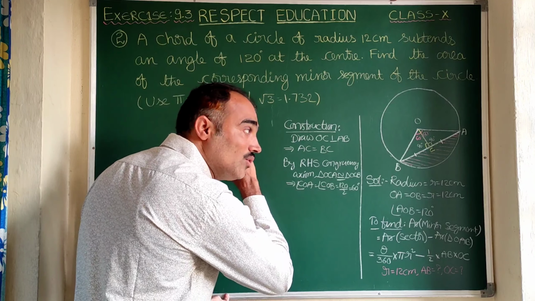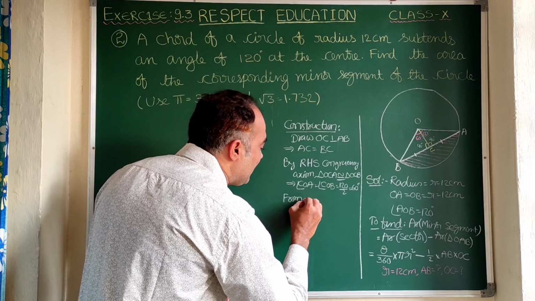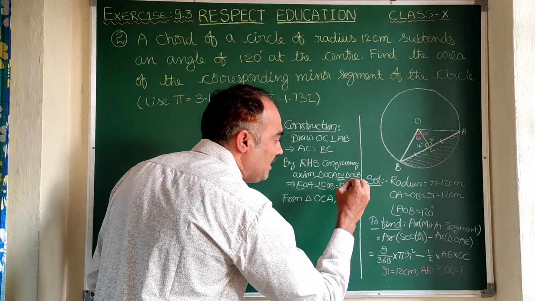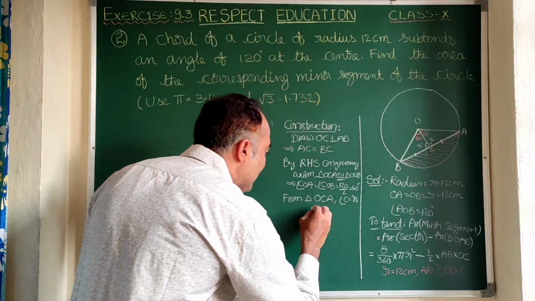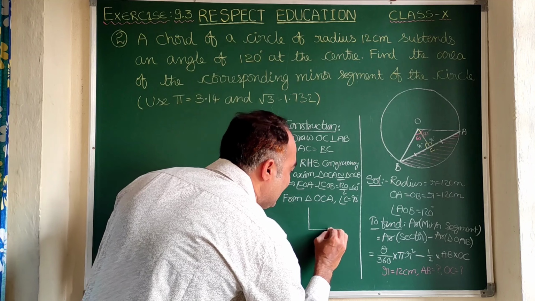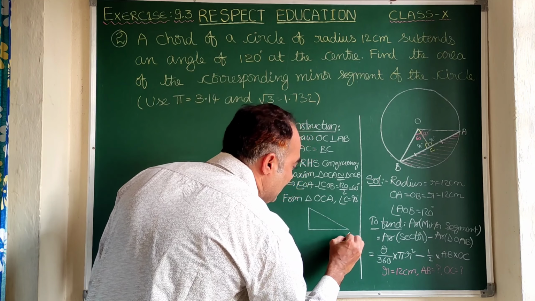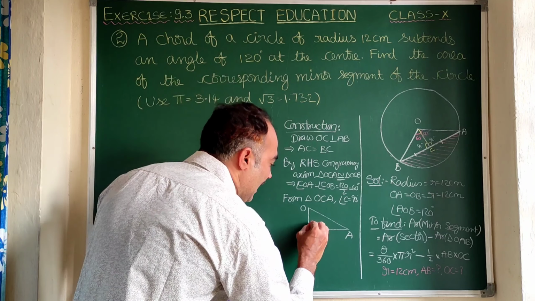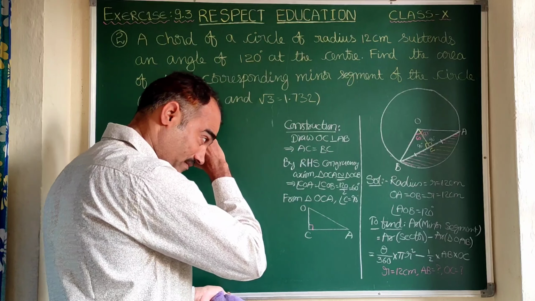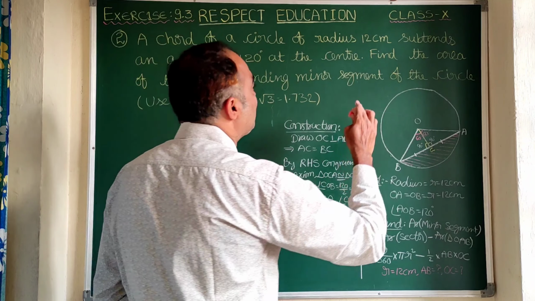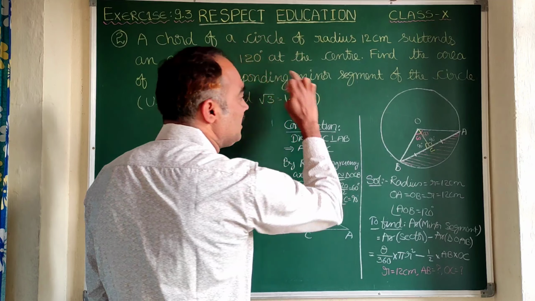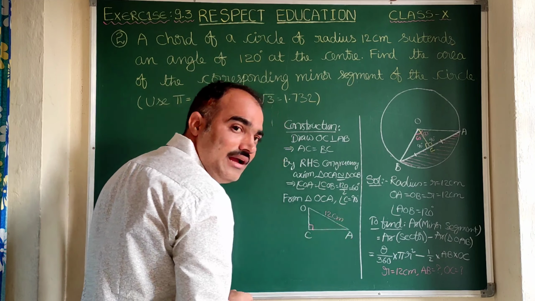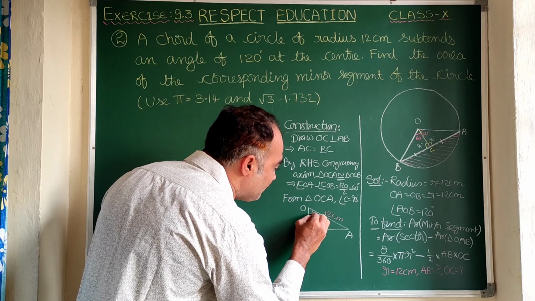Now let us take the triangle OCA, where angle C is equal to 90 degrees. Let us draw it separately for clear understanding. This is OC, this is CA, join OA. Here is A, here is C, here is O, and clearly angle C is 90 degrees. The given clue is that OA is equal to 12, so let us write 12 centimeter. And here angle at O is 60 degrees.